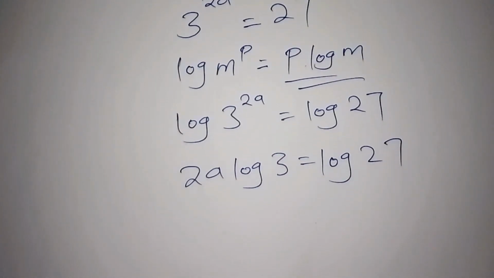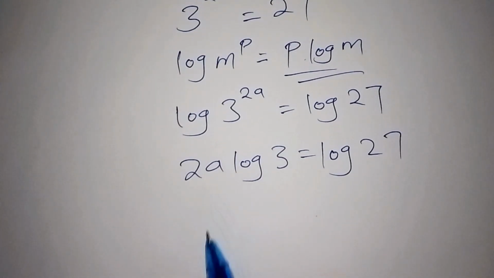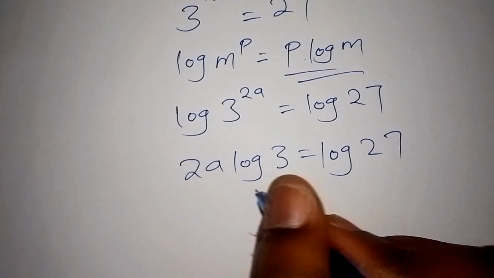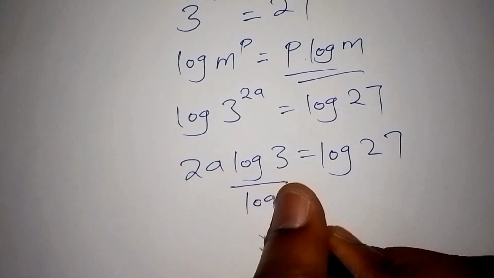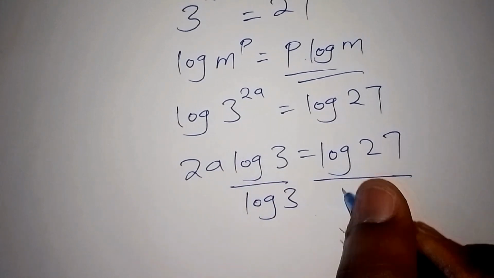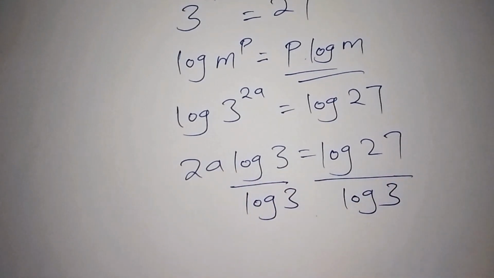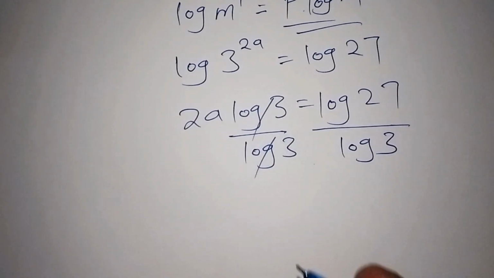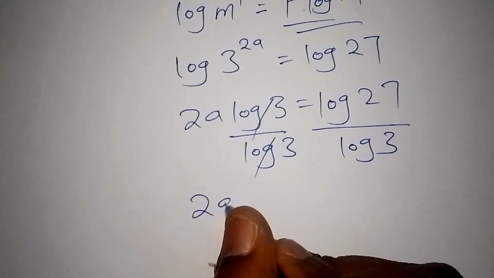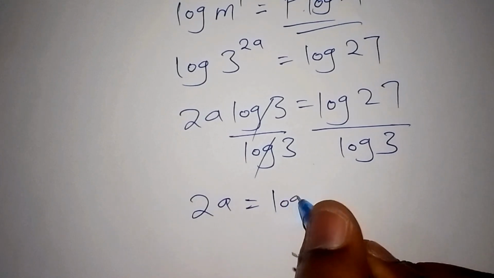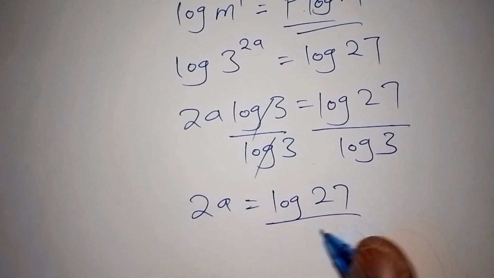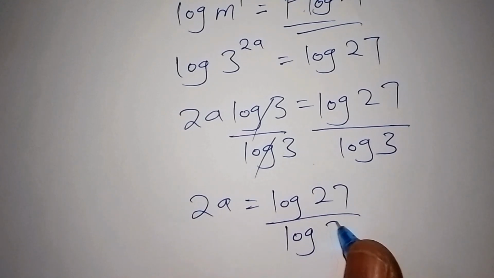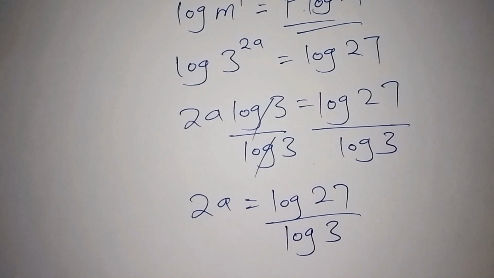In this case we want to remain with 2a on this one side. So we shall divide both sides by the log of 3, so that the log of 3 and the log of 3 cancel. Now we remain with 2a. So 2a is equal to the log of 27 all over the log of 3.